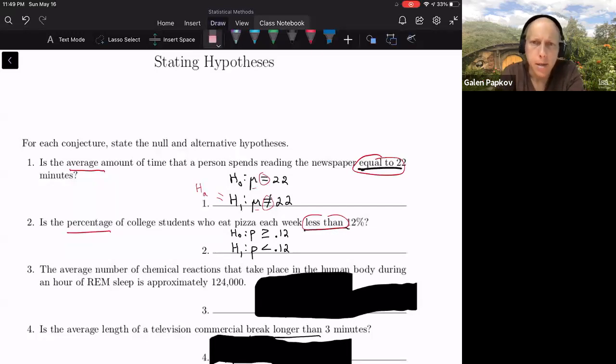And that's how I place it. So remember, p is on the left, or the parameter is on the left. The value is on the right. The symbol with the equality aspect is in your null hypothesis. And then the inequality is in your alternative hypothesis. So less than is strictly less than. It's a strict inequality. That goes in your alternative, and the complement must be in your null hypothesis.